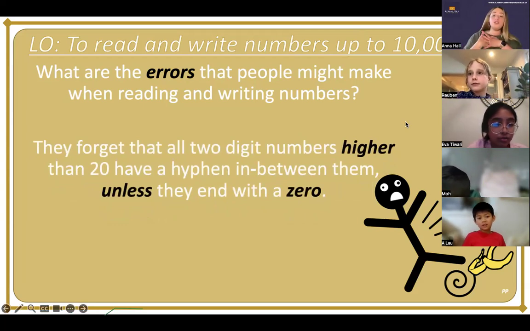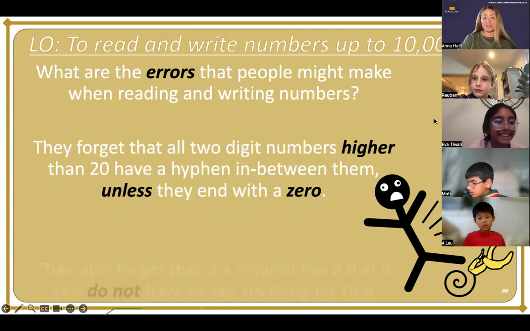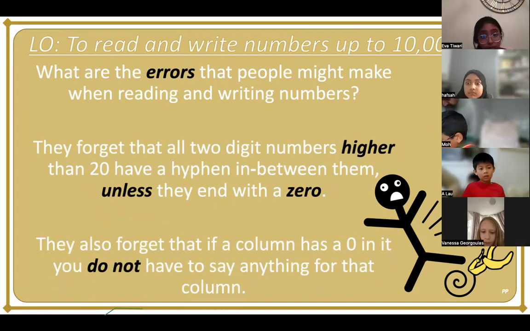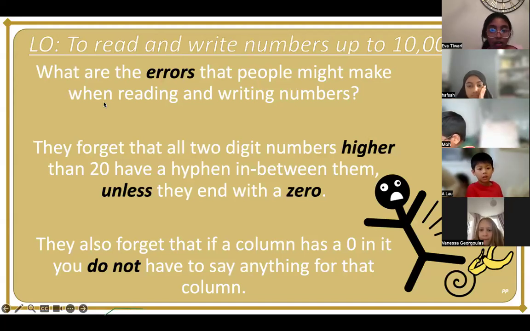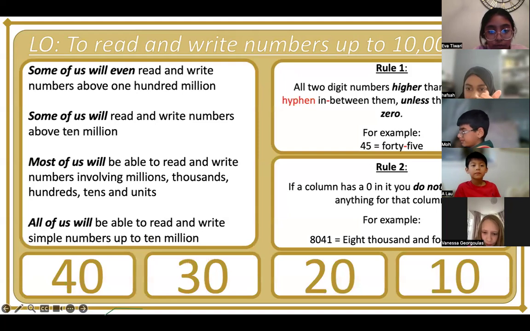So they forget that all the two-digit numbers higher than 20 have a hyphen in between them as well, unless they end with 0. But you guys were super duper fantastic at remembering your hyphens. Well done. And then just forgetting, but I didn't see anybody do that today. So that's absolutely amazing. Oh, I love this. Some of you are writing your answers in the chat to me as well. Superstars. Incorrect place value columns. Forgetting the 1,000. Yeah, brilliant. This is fantastic. We are on a roll.